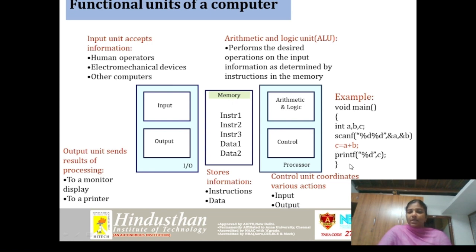And while we print the output, the result stored in the memory will be fed into the output unit, and the result 15 will be printed in the output, and it will be displayed through a monitor or a printer, whatever it is. Okay, so this is a real-time example of how the input is fed into the computer and processed, and then the output is displayed on the monitor.